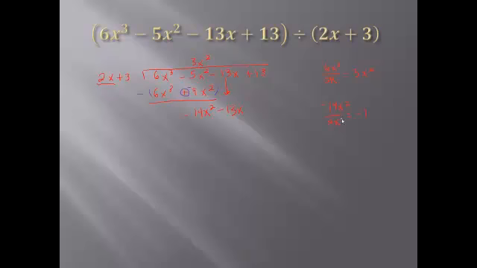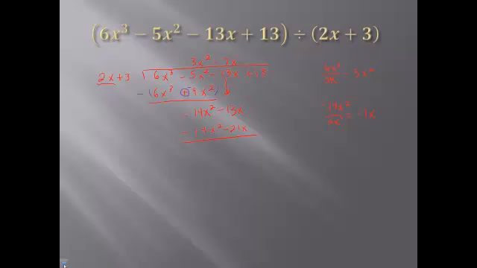-7x squared divided by x to the first. You subtract those exponents, gives us x to the first power. So I take that, I put it up top. And then after we divided, our next step was to multiply. So this time I'm multiplying negative 7x times 2x plus 3. So negative 7x times 2x is negative 14x squared. Negative 7x times 3 is negative 21x.